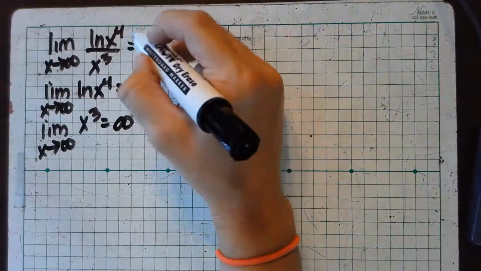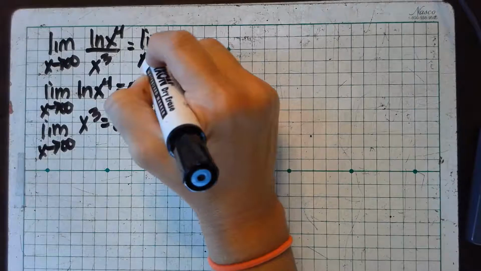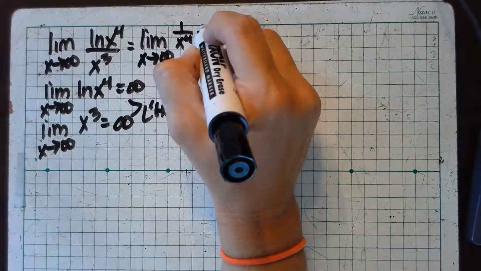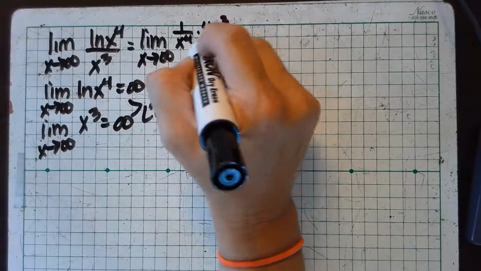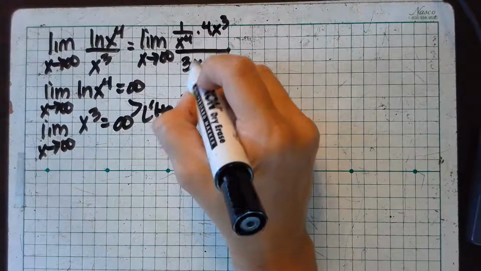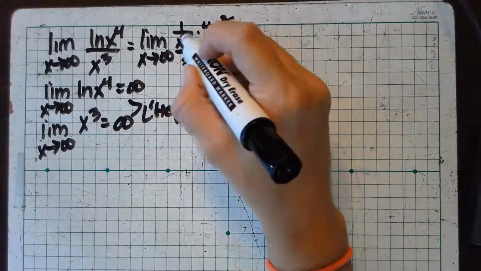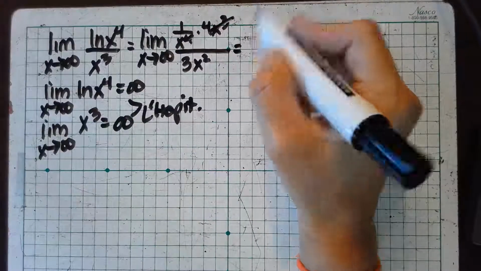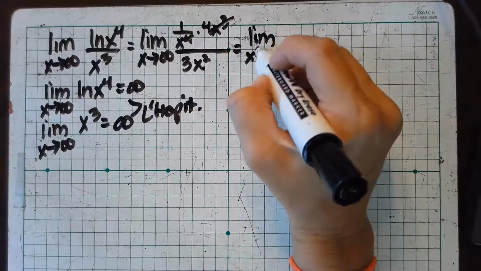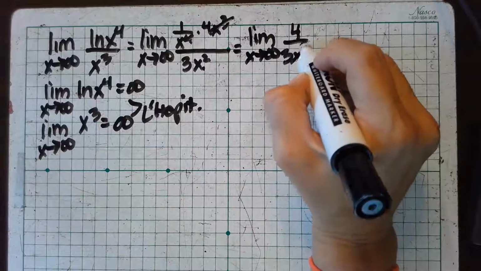Okay, so here we go. The derivative of the numerator is going to be 1 over x to the fourth times 4x cubed. Okay, denominator 3x squared. So let's see, that goes away, and what's left of this x ultimately goes down low. So that's the limit as x approaches infinity of 4 over 3x to the third.